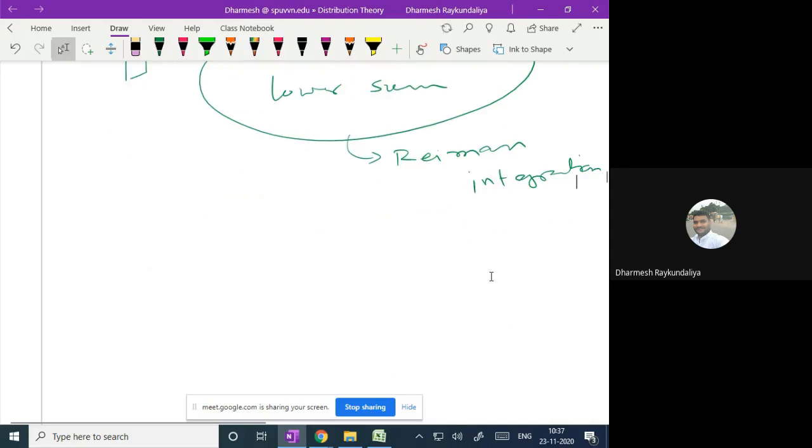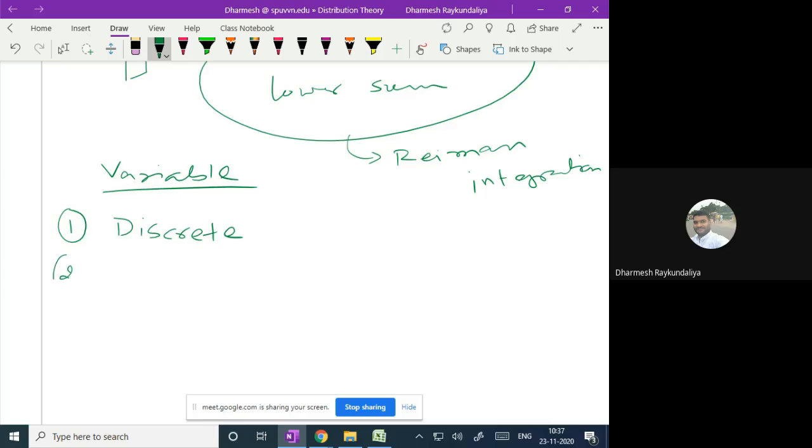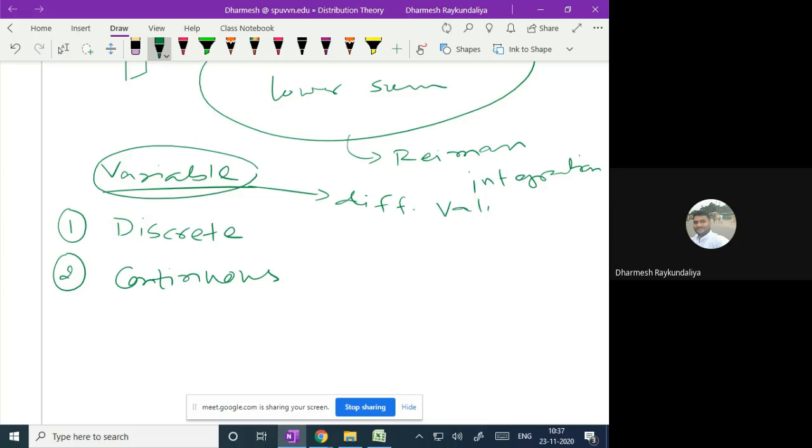Okay, so a variable may be of two types. One is discrete, and another is continuous. Variable means it takes different values. If it takes integer values, let us say 0, 1, 2, then such a variable is said to be a discrete variable.